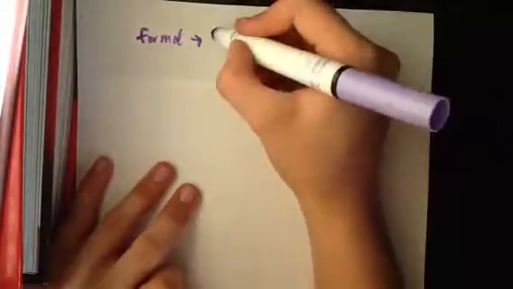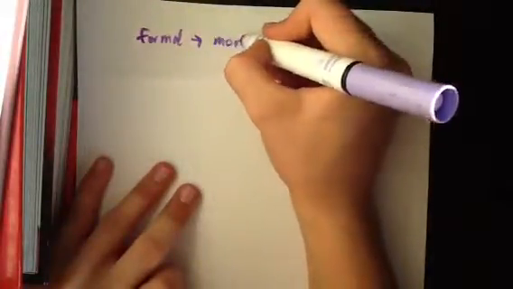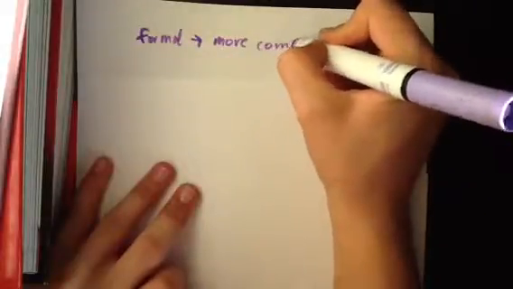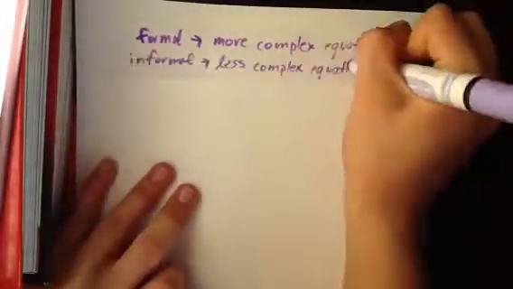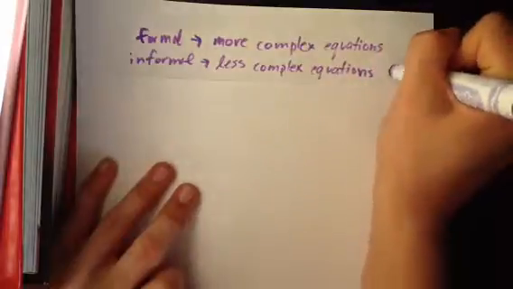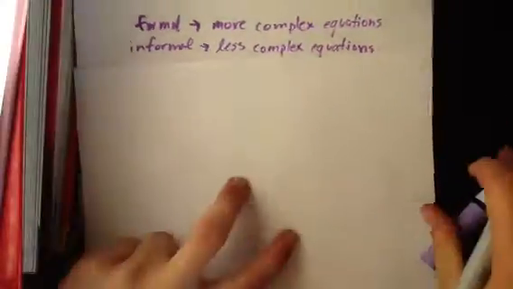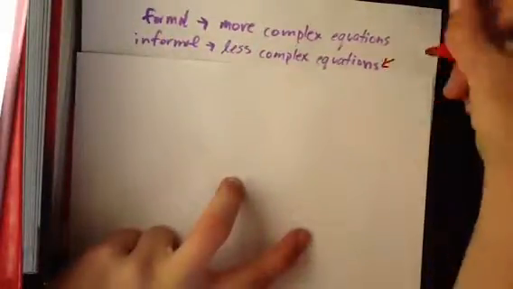One thing that can be confusing is when to use the formal procedure and when to use the informal procedure. So I would say that the formal procedure is for more complex equations, and that the informal procedure is for less complex equations. When possible, I like to use the informal procedure because for me, it's just a lot faster.